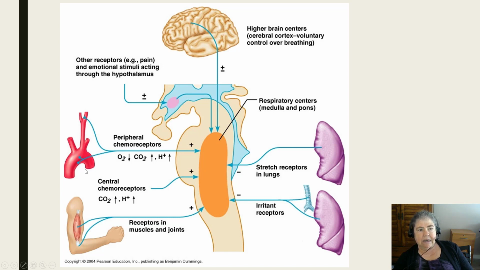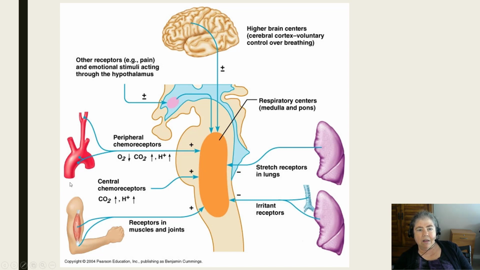Other receptors include receptors in the nose that can be irritated. There are signals that can be sent by the hypothalamus in response to emotional stimuli and pain. And here I think this is representing the hypothalamus. There are a lot of receptors in the lungs themselves that detect stretch, that detect irritants. There are receptors in the muscles and joints.